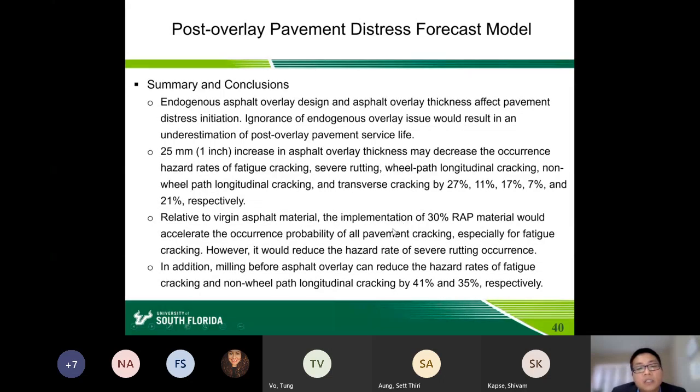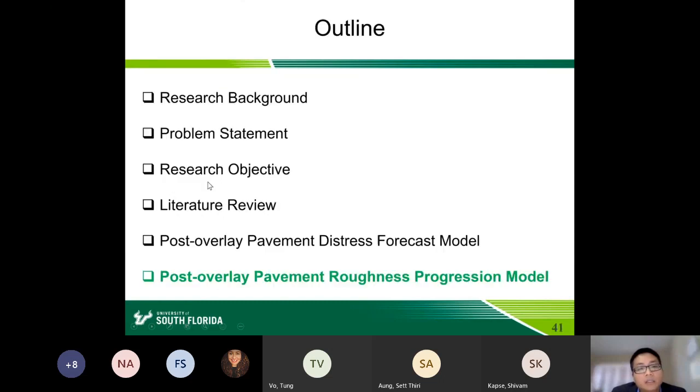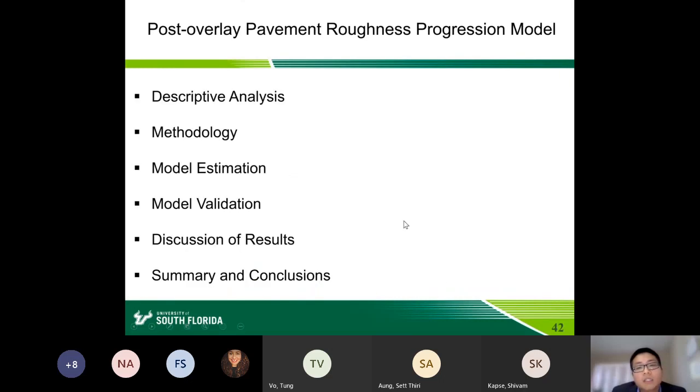These are general findings, the major findings from the model discussion. The second part, I want to talk about how to develop the post-overlay pavement roughness progression. The data that's used for roughness progression is similar to the previous data.